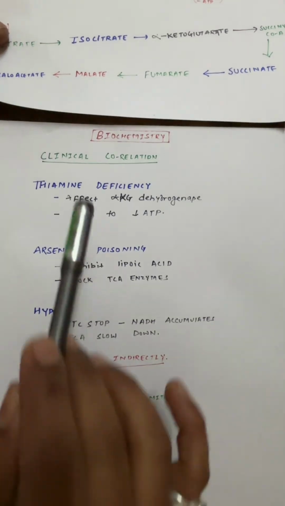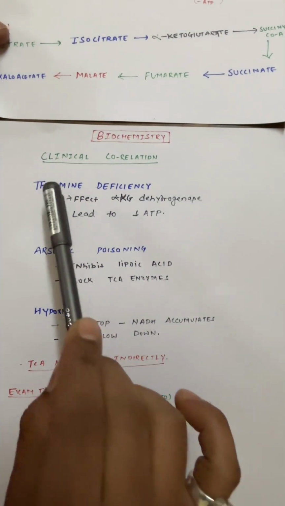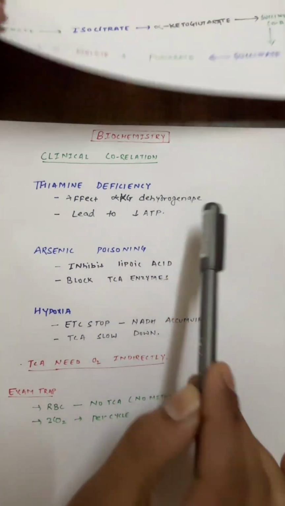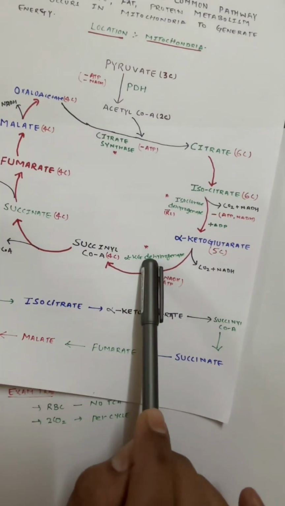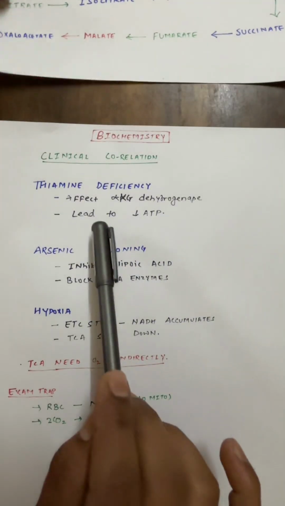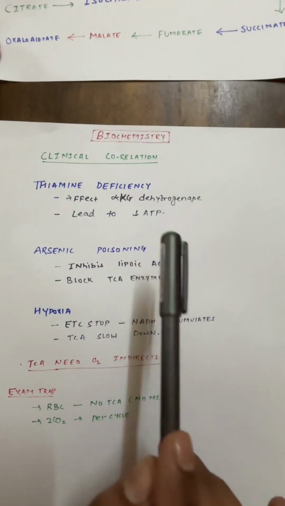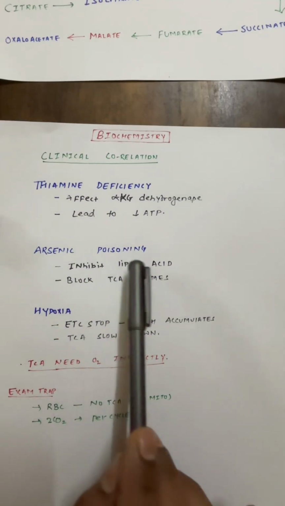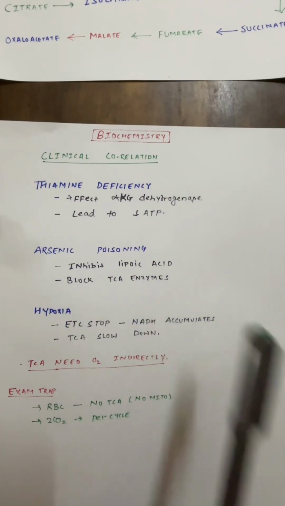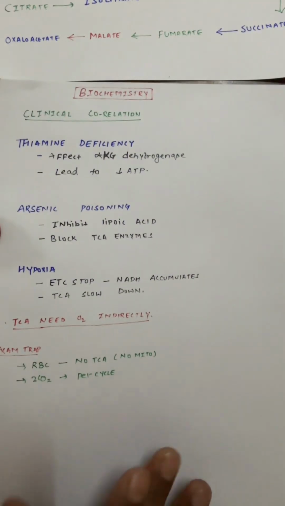Now we'll see some clinical correlations. If there is thiamine deficiency, then that will affect the alpha ketoglutarate dehydrogenase. This enzyme will be affected if there is thiamine deficiency, and that leads to a decrease in ATP. The second one is arsenic poisoning, it inhibits lipoic acid and blocks the TCA enzymes. And the third one is hypoxia.